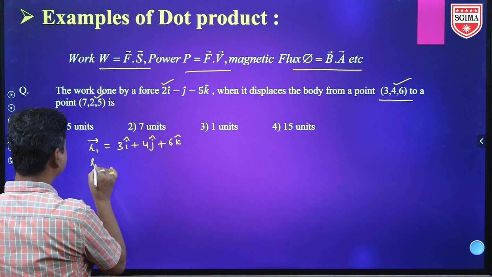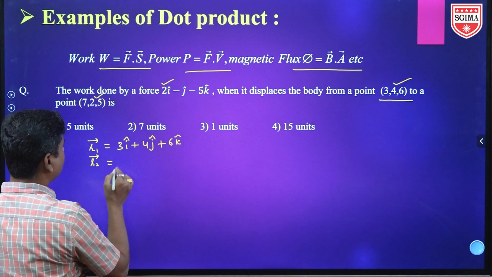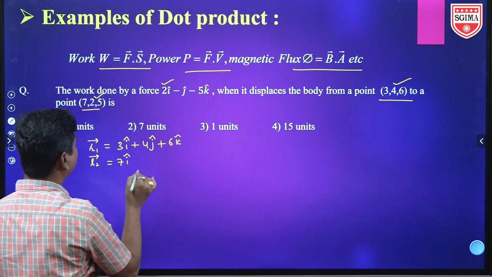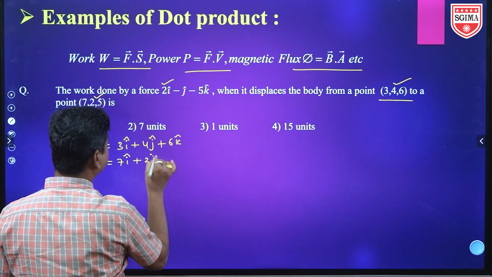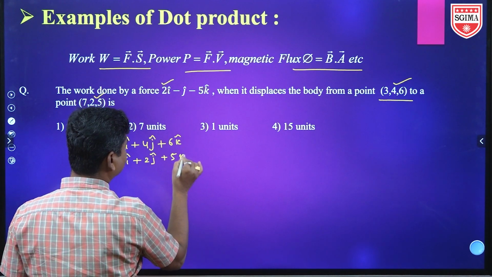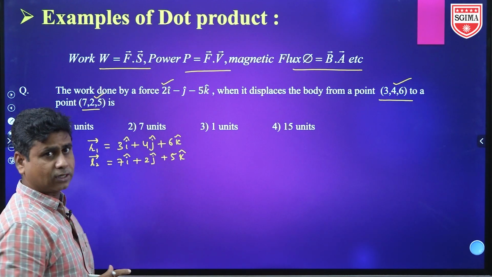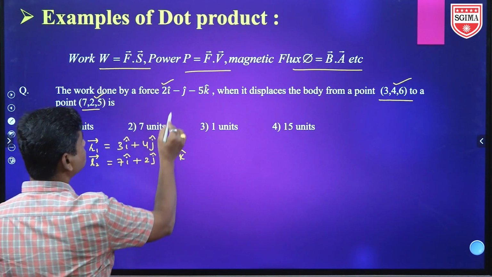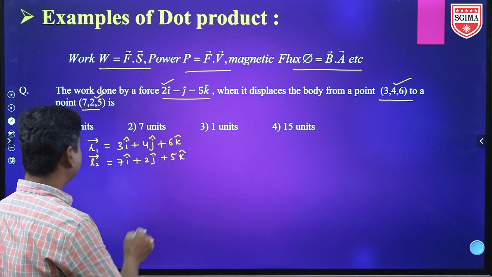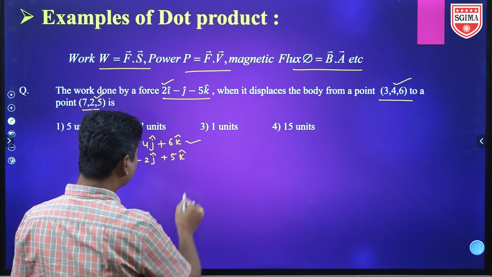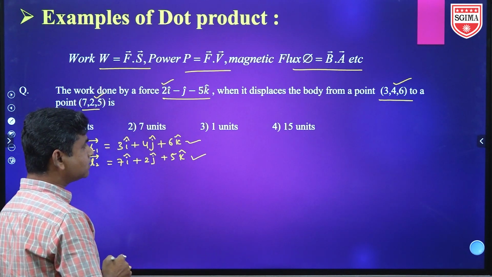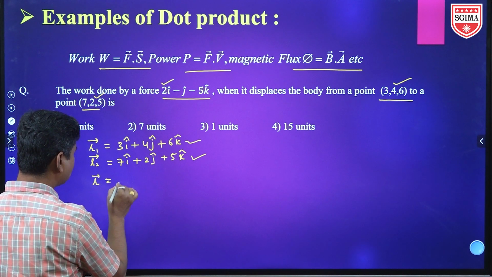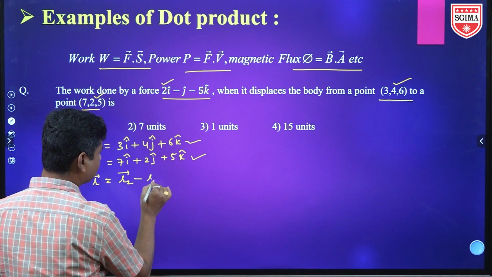Next, the second vector is the second position, R2 bar. R2 bar is equal to, in a similar way, the x component multiplied with unit vector i cap, the y coordinate multiplied with unit vector j cap, z multiplied with unit vector k cap, 5k cap it is. Now, we get two vectors, but work done means what do you take? Dot product of force and displacement. The force vector is given here, but displacement is required. It is the initial position of the body and it is the final position of the body. Displacement equals final position minus initial position. So displacement R bar equals R2 bar minus R1 bar.